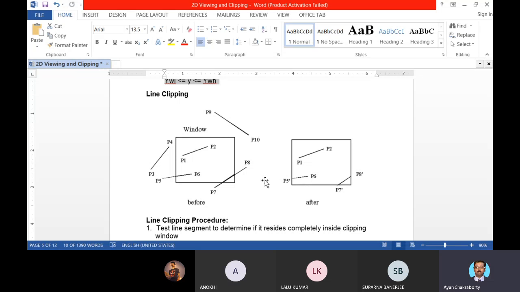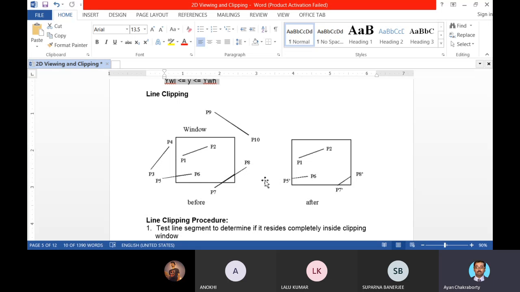The last one is completely invisible. That is P3, P4 and P9, P10. These straight lines are completely outside the window frame, so they will not be visible to the viewer at all. So there are three kinds of visibility. One is completely visible, another is partially visible, and the last one is completely invisible.